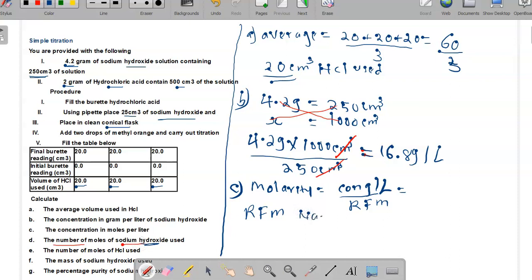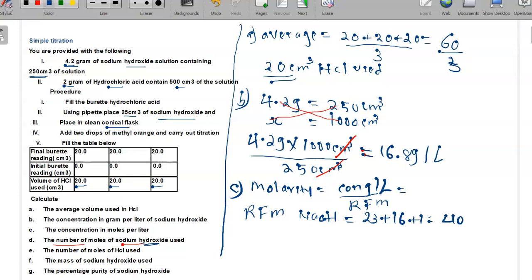RFM of sodium hydroxide will be how much? According to the previous lessons that we have done, sodium is always 23, plus oxygen is 16. Sometimes they give you in the bracket plus hydrogen 1. Then you'll get 40. The RFM is 40. Now, if you have the RFM 40 and you have concentration 16.8, therefore molarity is equal to concentration in gram per liter, which is 16.8 gram over RFM, which is 40.